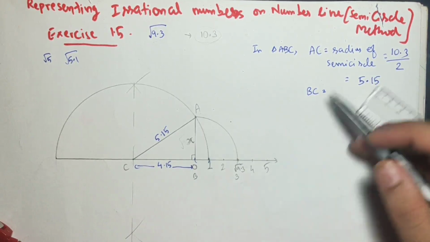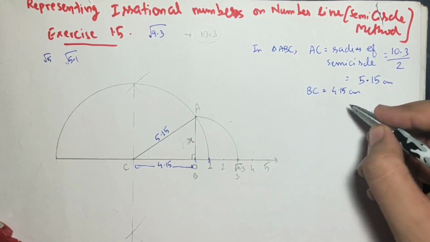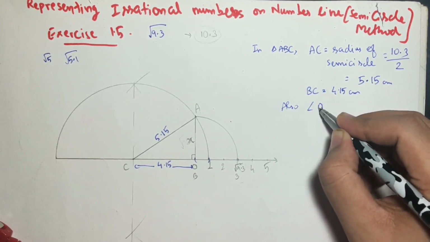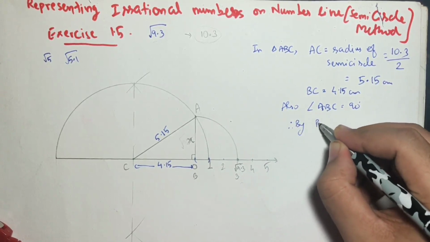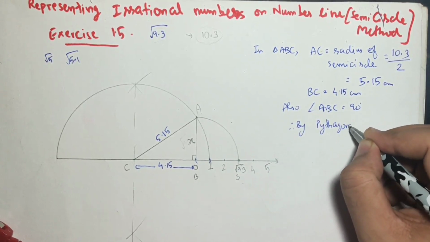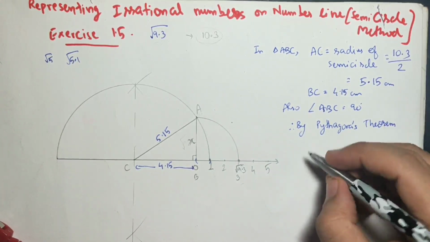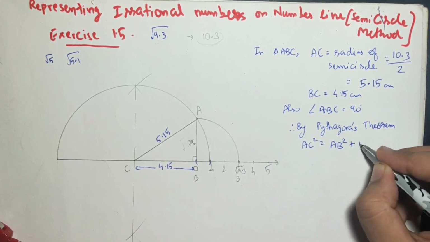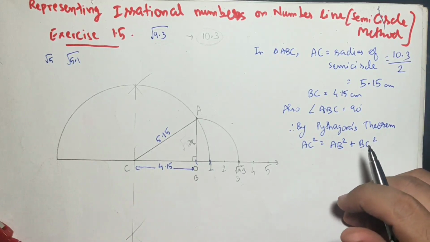Now in this triangle ABC, this BC comes out to be 4.15 centimeter. Or you can write the unit also. Also, angle ABC is equal to 90 degrees. Therefore, by Pythagoras theorem, AC square will be equal to AB square plus BC square. AC is my hypotenuse.